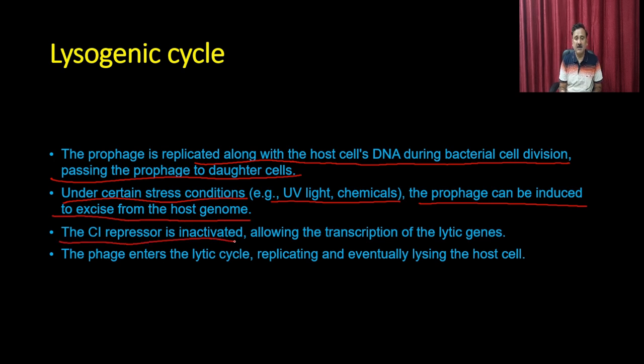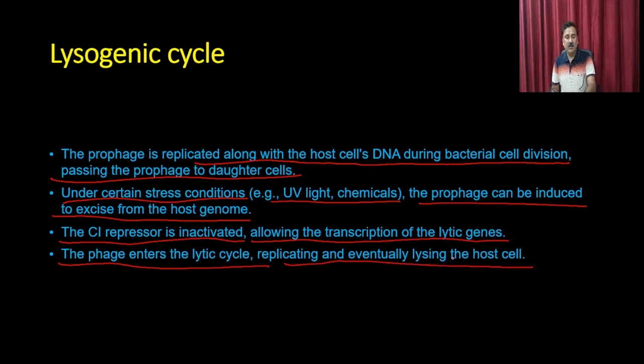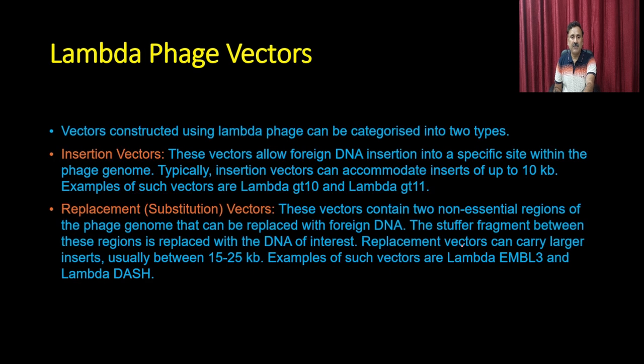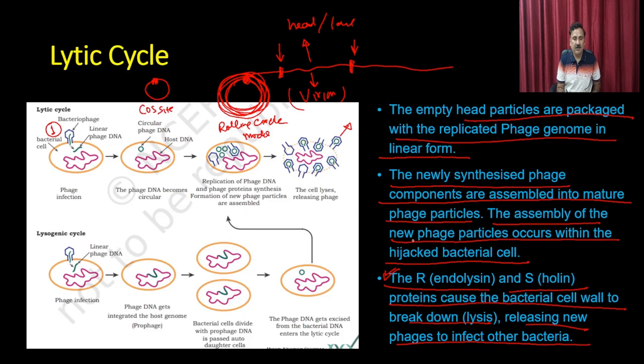The cI repressor is inactivated, allowing the transcription of the lytic genes. The phage then enters the lytic cycle, replicating and eventually lysing the host cells. So, the lysogenic and lytic cycles continuously operate in the single cell. Okay. So, this is exactly what is given in your textbook also. This is the lysogenic cycle.